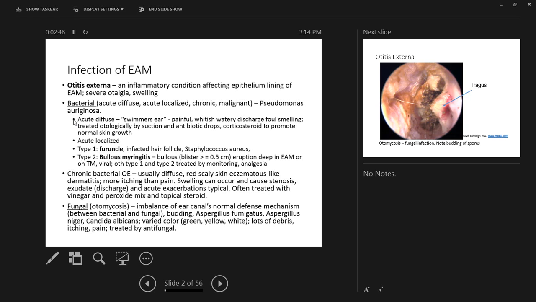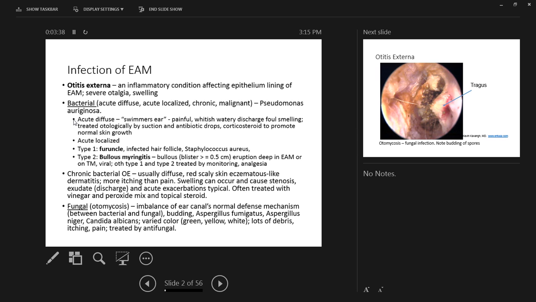Really the only thing that you do for this type of thing, for this bullous myringitis, is keep an eye on it. You take pain medication like an over-the-counter Tylenol or Advil, and otherwise just let it run its course. Now, this acute diffuse, acute localized, this is separate from your chronic bacterial. This is something where you have a diffuse, red scaly, it's like eczema type of skin rash. It's a dermatitis. It's more itching than it is painful. It can cause enough swelling that the ear canal literally is almost closed, or could close all the way.